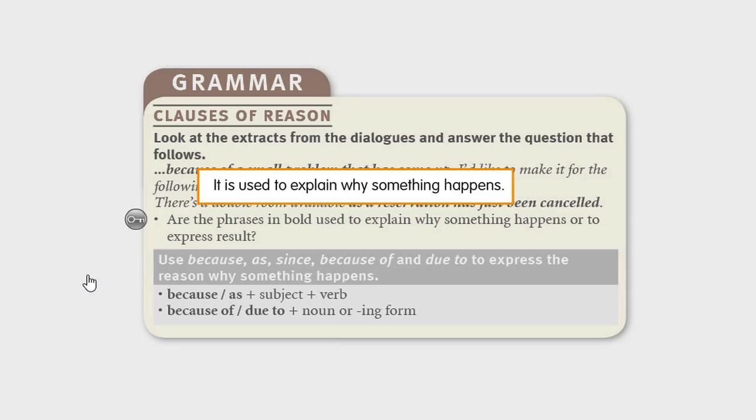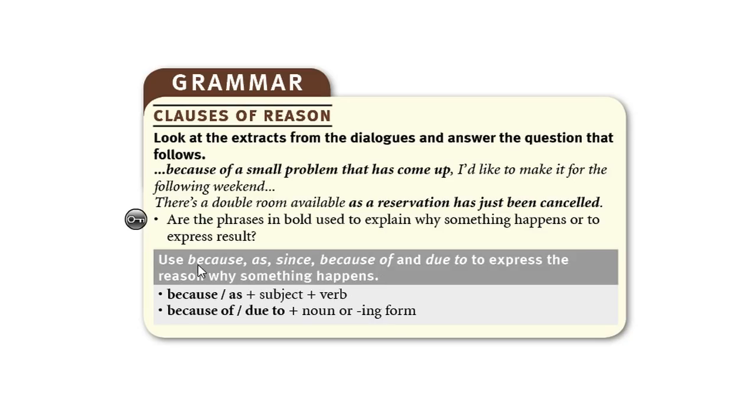سبب حدوث شيء ما. ونستخدم في ذلك هذه الكلمات. Because, as, subject plus a verb. علينا نستخدم هذه القانون مع because و as. بينما because of و due to نستخدم معها noun or ing form. الاسم أو الفعل المضاف اللي هو ing.